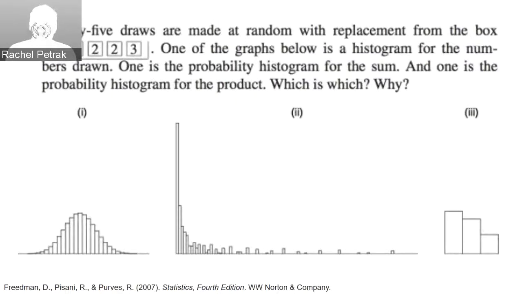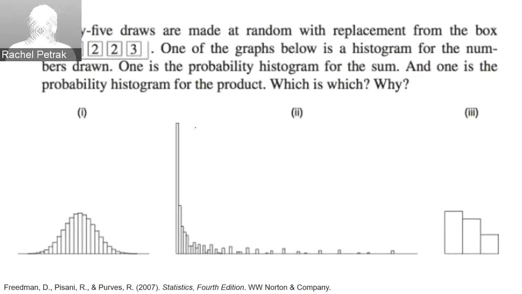Our next problem looks at 25 draws made at random with replacement from the box 1, 1, 2, 2, 3. One of the graphs is a histogram for the numbers drawn. One's the probability histogram for the sum, and one is the probability histogram for the product. Which is which? Well, let's look at these.